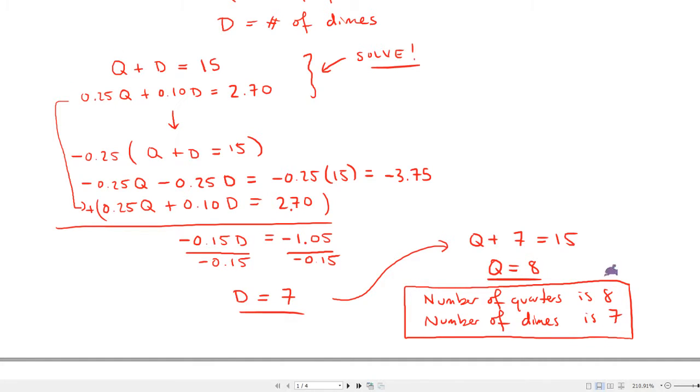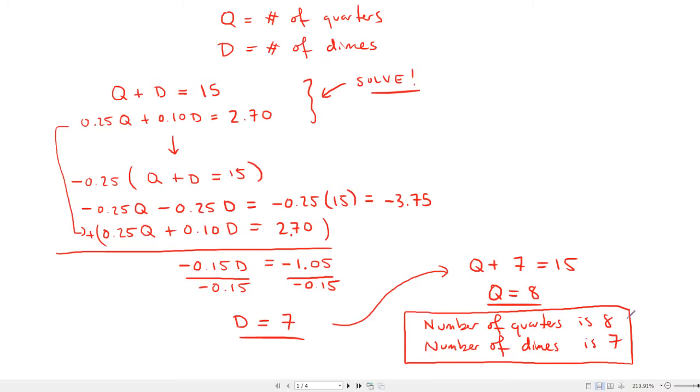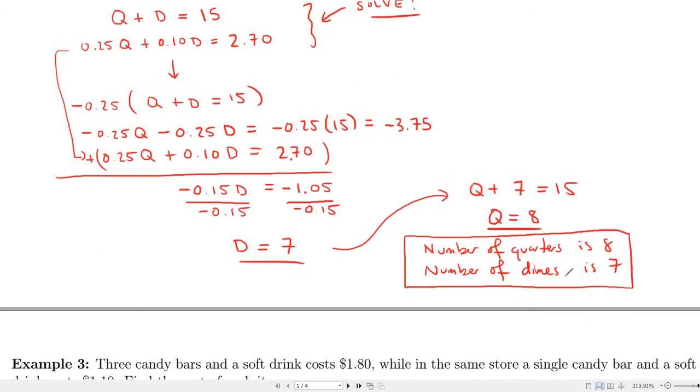And you can always check your answers in the end. Yes, that's 15 coins, and the number of quarters would be $2, and the dimes would be 70 cents. So that's actually a pretty quick check.